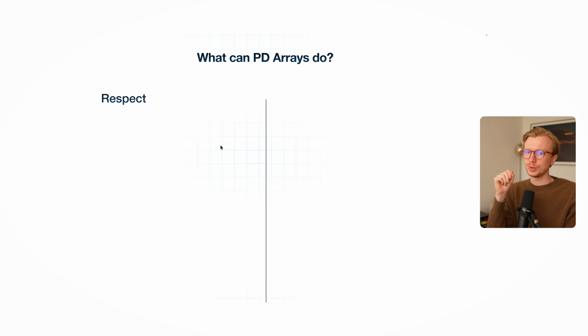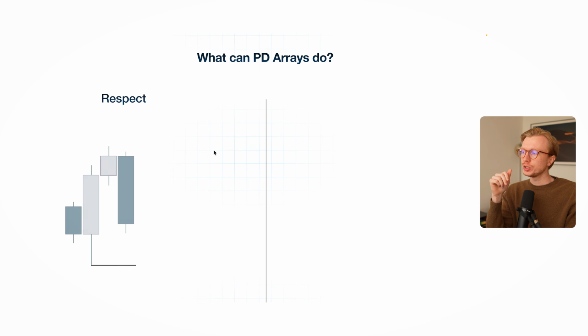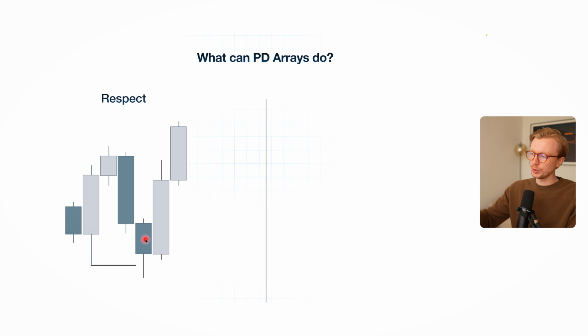First of all, we can respect it. When we respect a certain PD array, for example, we have this swing low sitting right there. If we trade into that swing low and we respect it, then we move away from it. Again, that means that we are respecting it. That's the first possibility of what every PD array can do. Then the second possibility is disrespect. At every single moment in time, we can either respect or disrespect a PD array. It's as simple as that.